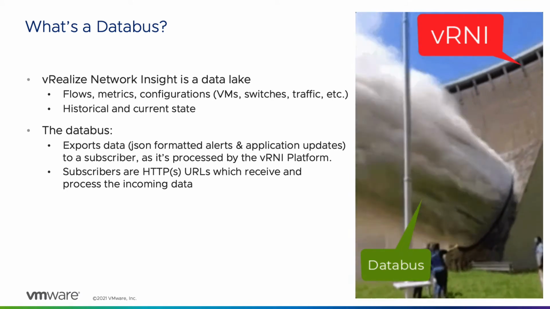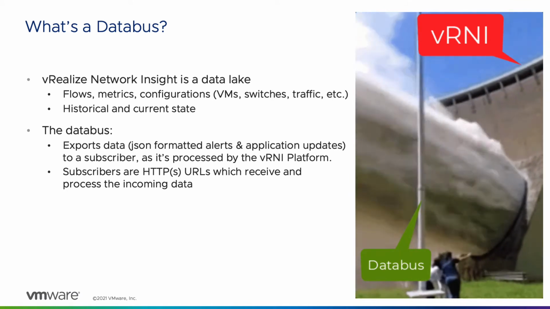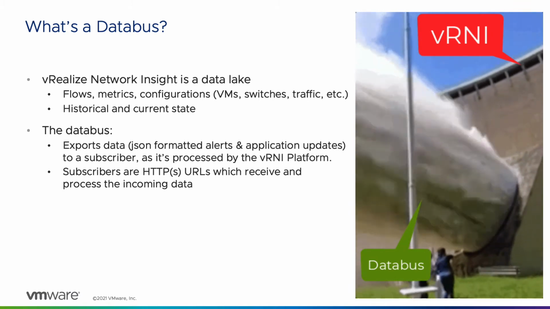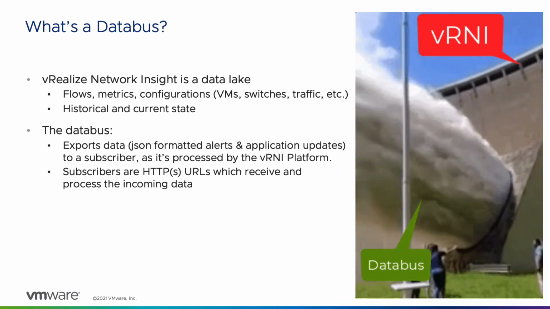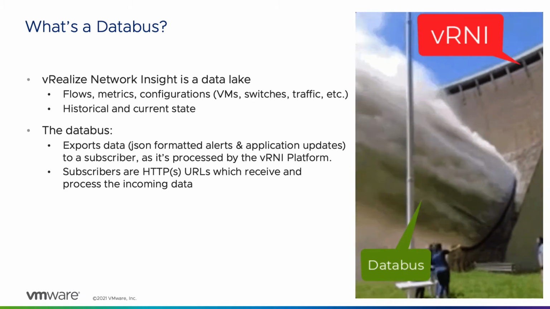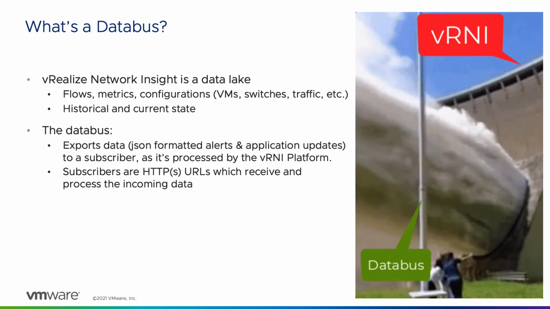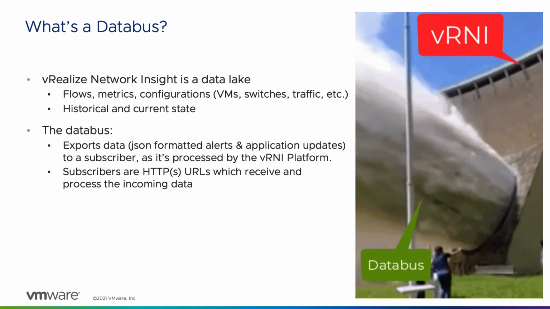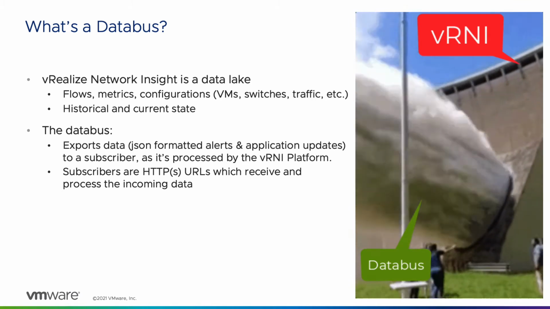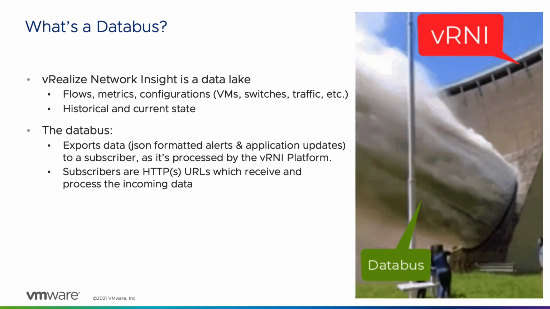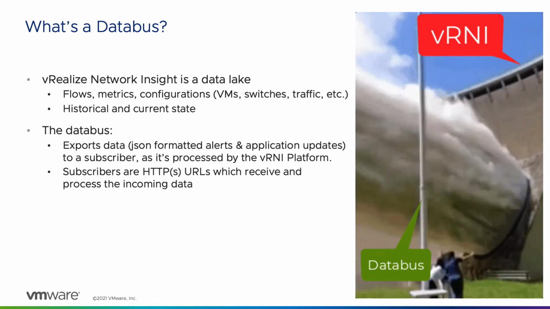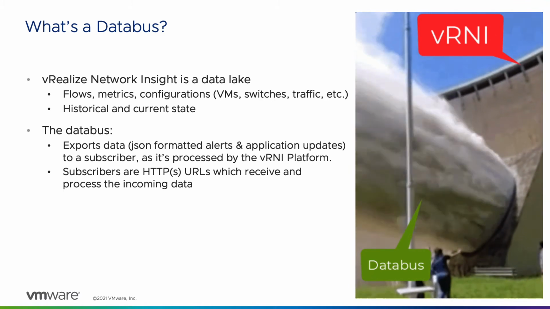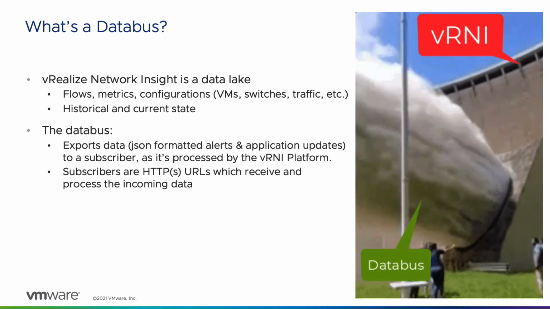VRNI. So what happens is that the Databus has a thing called subscribers, and a subscriber is a URL which you can define, which VRNI will then use to start sending the incoming data. So as soon as the data comes into vRealize Network Insight, it will look at the subscribers and then send it to those subscribers as well. So it's a lot quicker to get alerts and application updates that way, because those are the two messages that we are currently starting with.